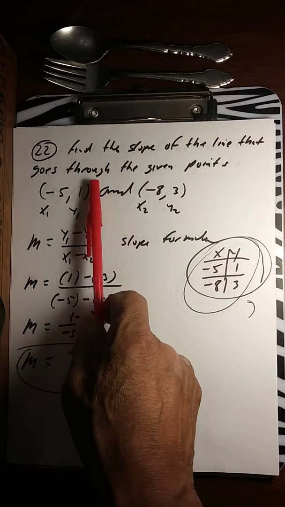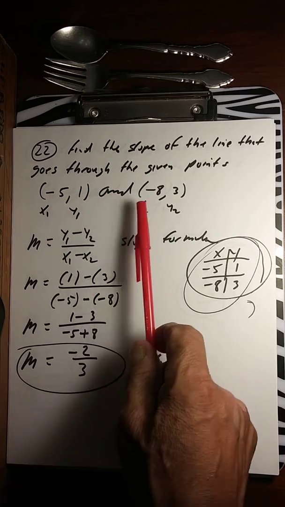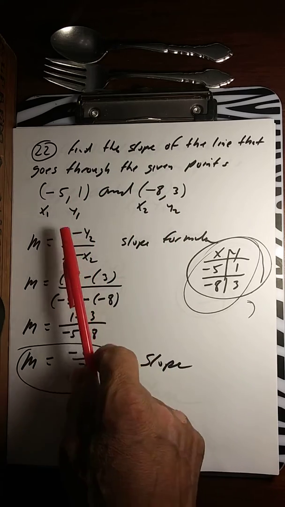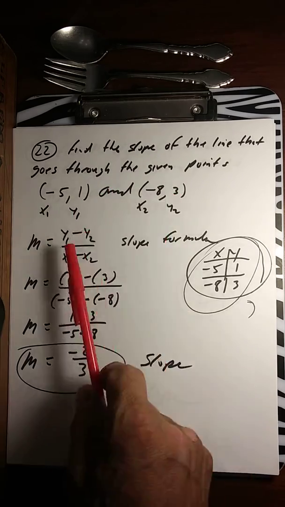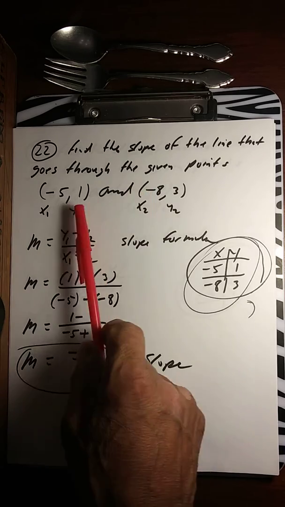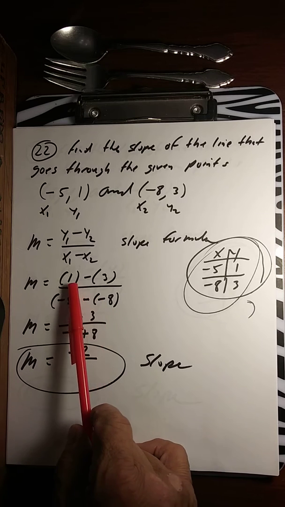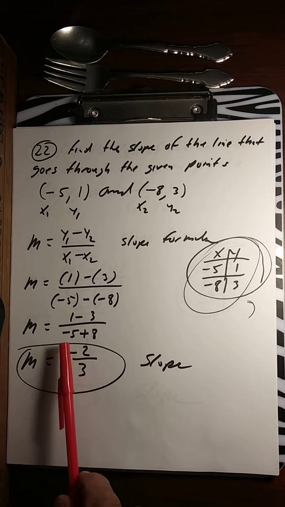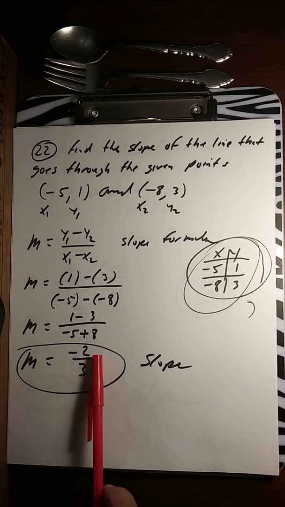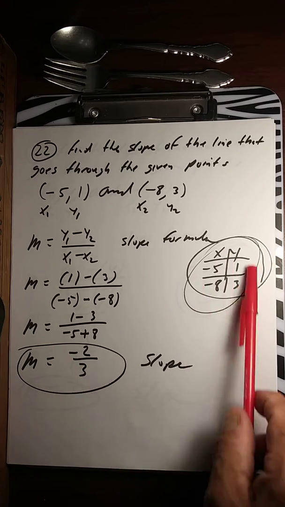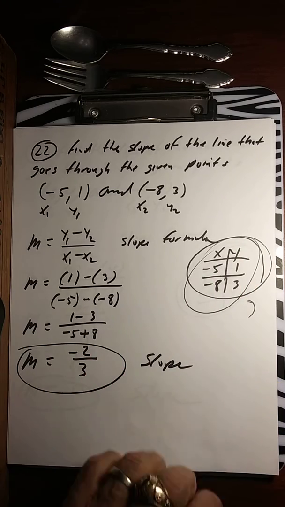Find the slope of the line that goes through the given points. Negative 5, 1, negative 8, and 3. x1, y1, x2, y2. So y1 minus y2 is 1 minus 3, and negative 5 minus negative 8. 1 minus 3 is negative 2. And then this would be a 3. Negative 2 over 3. There's the points right there. The slope.